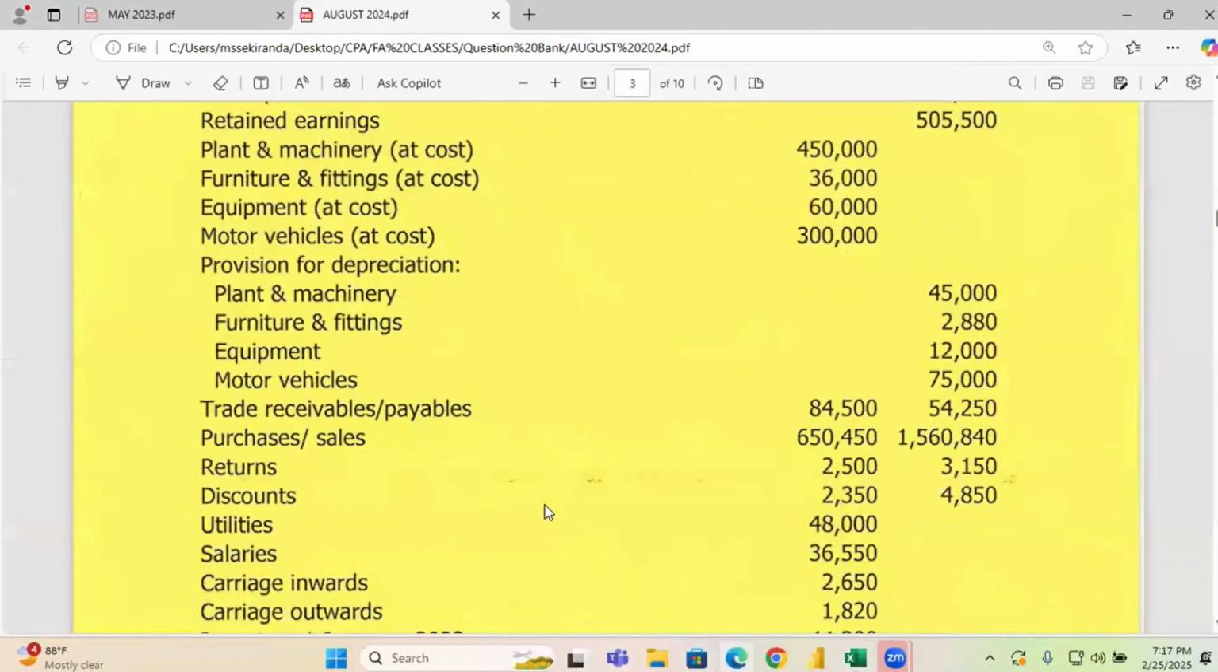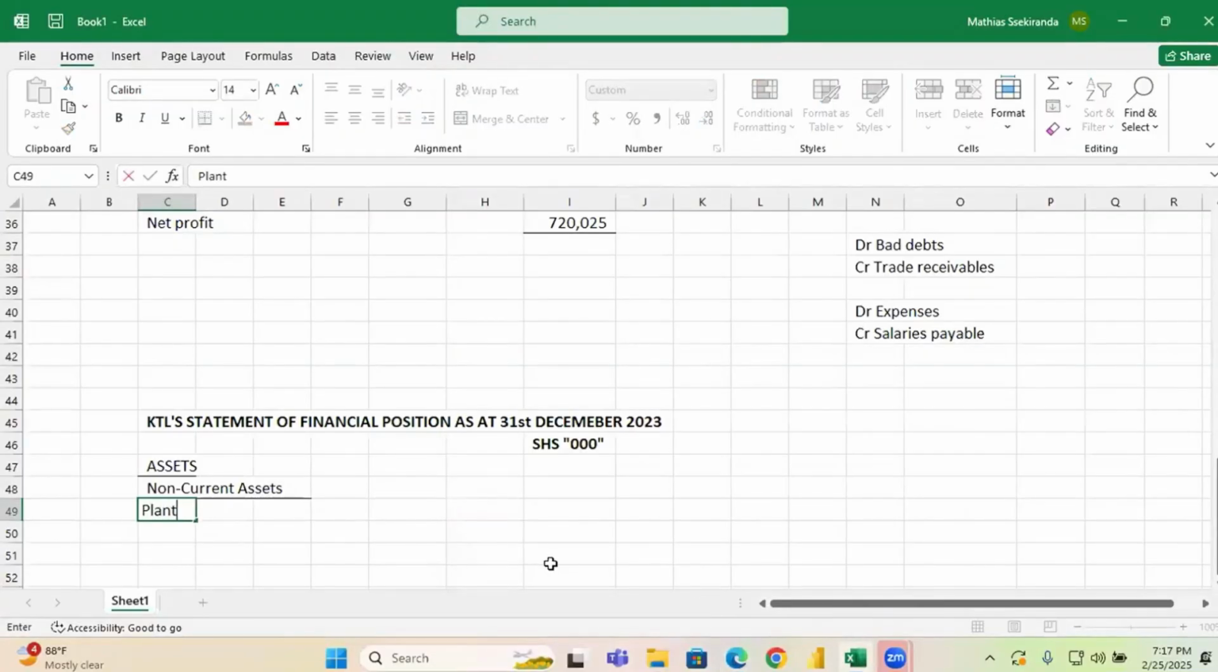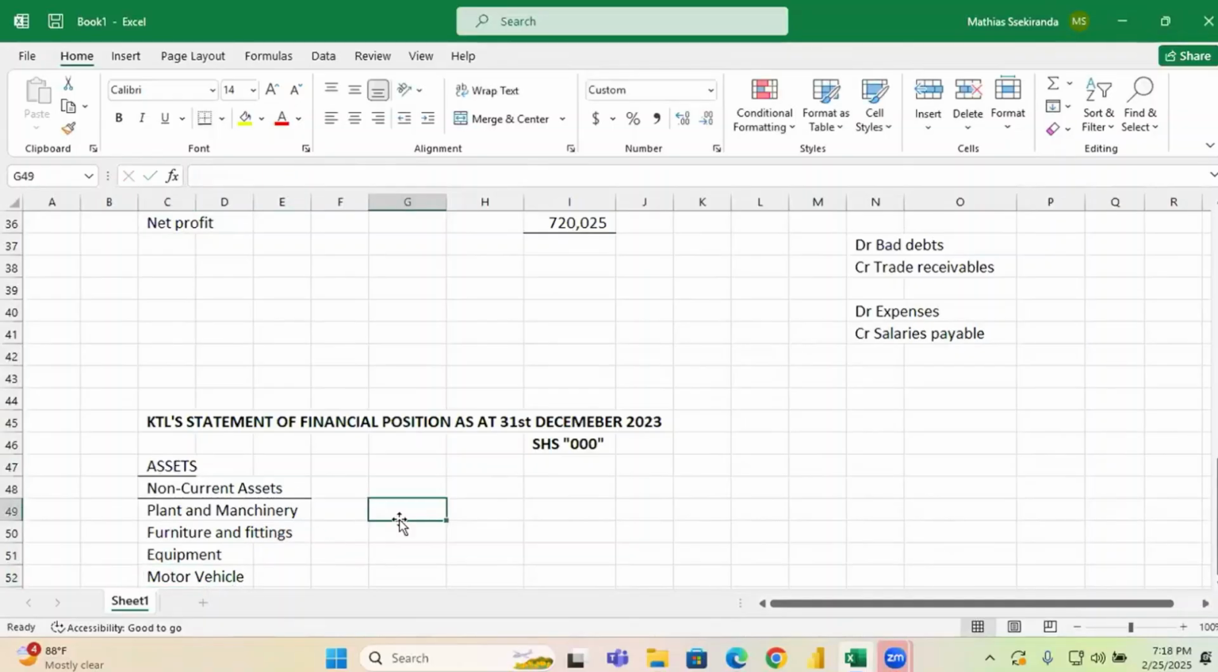I don't know whether we had land, but I think we didn't have land. So plant and machinery, furniture and fittings, equipment, motor vehicles. So we shall list them: plant and machinery, furniture and fittings, equipment, motor vehicles.